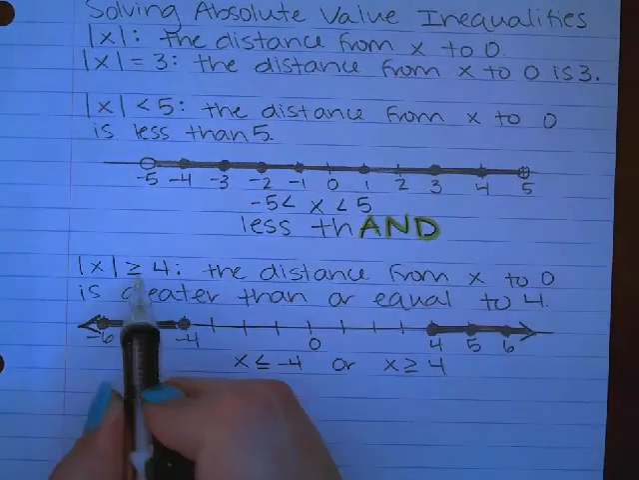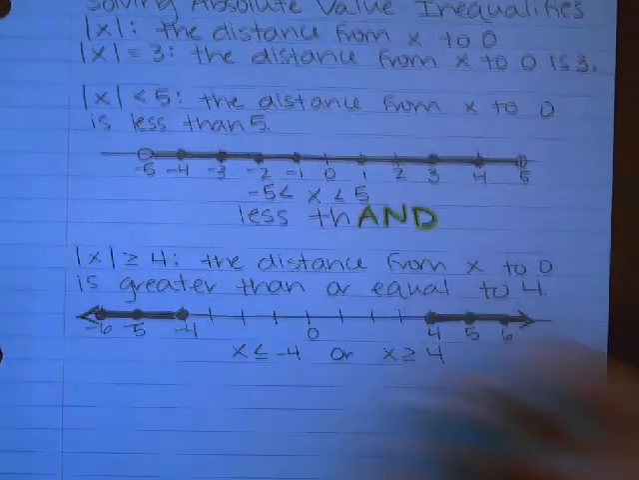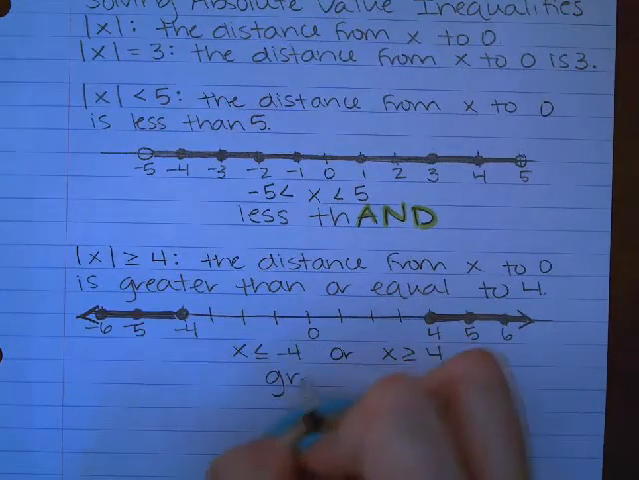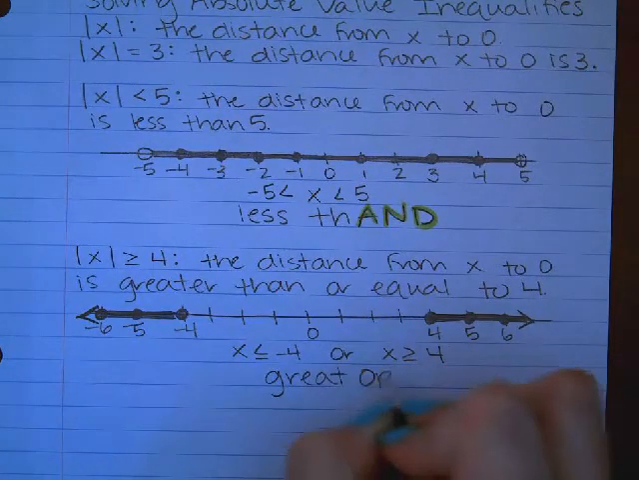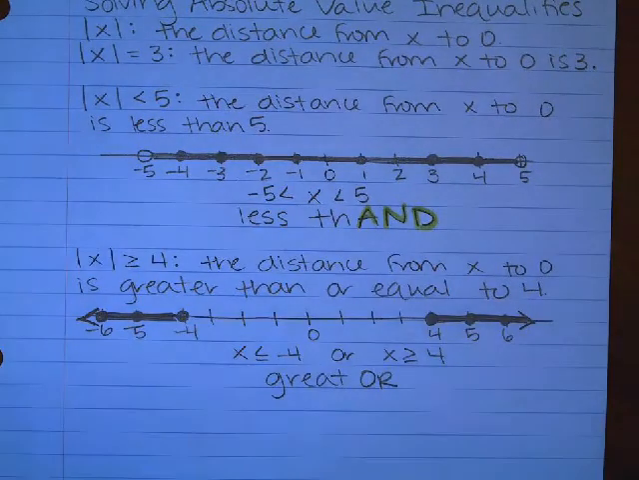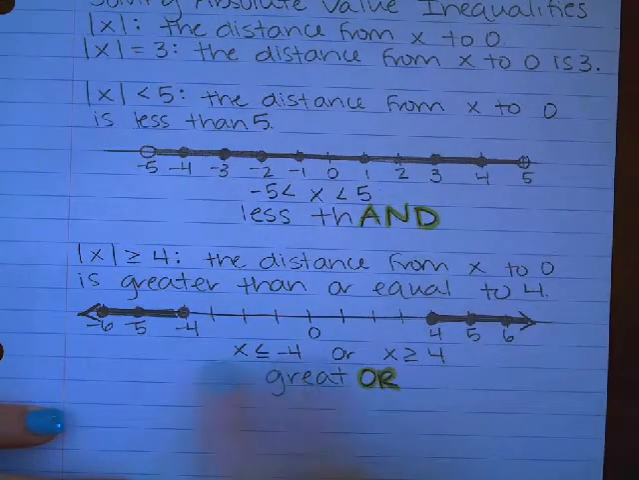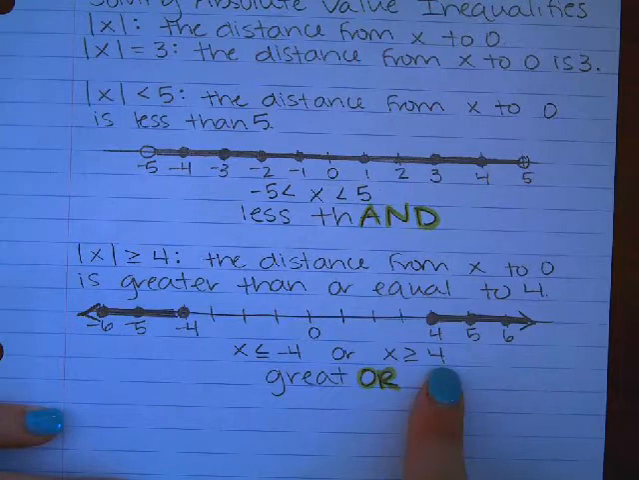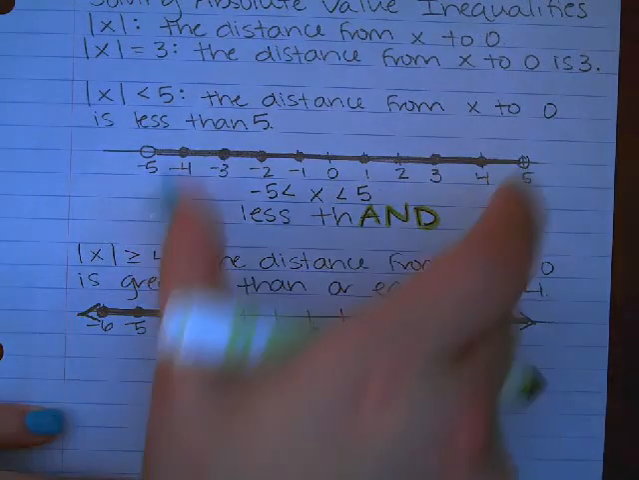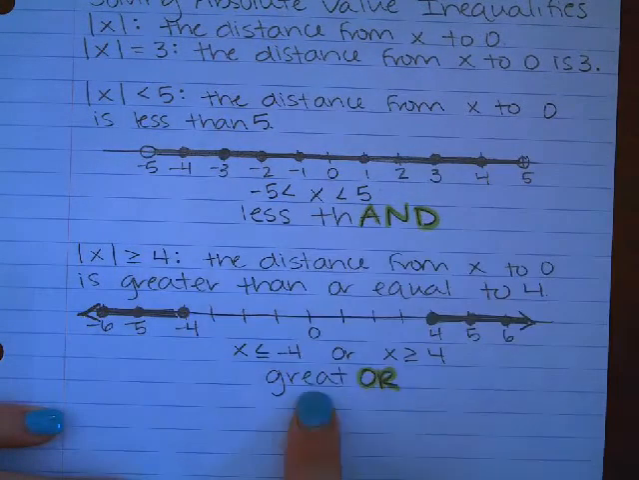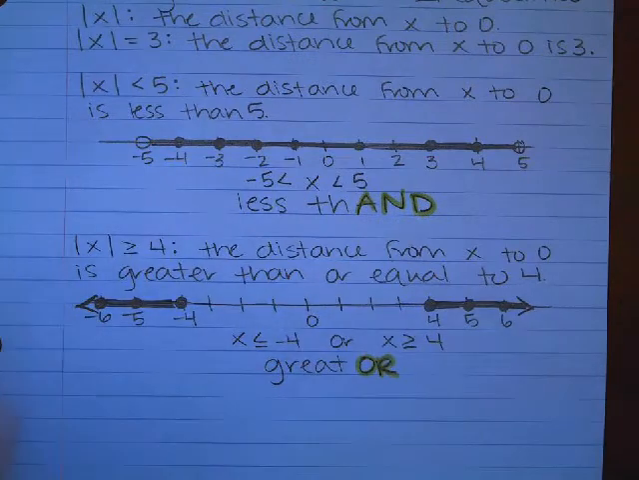When you look at this sign, that's a greater sign. So we're going to think of this as great, or greater. It's a greater than sign. And that's when we're going to say it's going one direction or the other direction. So less than, it's in between those two numbers. Greater, it's going opposite directions.